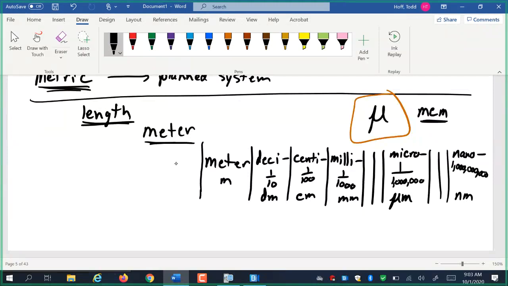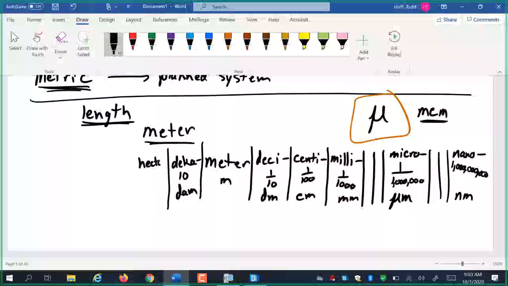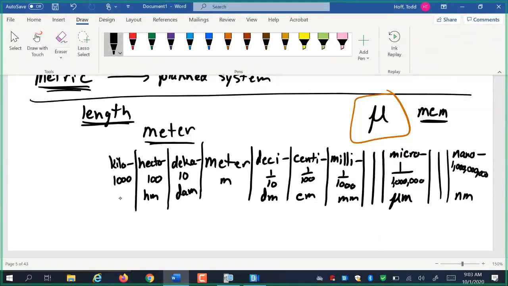Going larger than a meter, we had deca. Deca meant 10. Now, we already used dm for decimeter, so for decameter, they used dam. So a decameter was 10 meters. Hecto was 100. So hm was a hectometer, or 100 meters. And kilo is 1,000. So kilometer, km, is 1,000 meters.